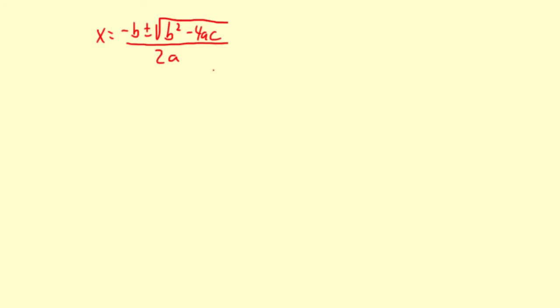So this lesson is all about the discriminant. Now the discriminant is what's inside the square root symbol here for the quadratic formula. So how is this useful? Well, you can use it to determine the number of solutions you will have, and also the type of solutions.